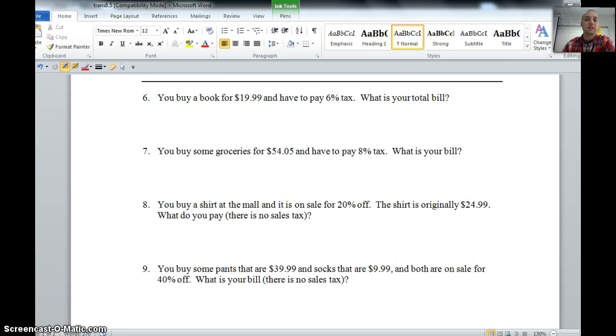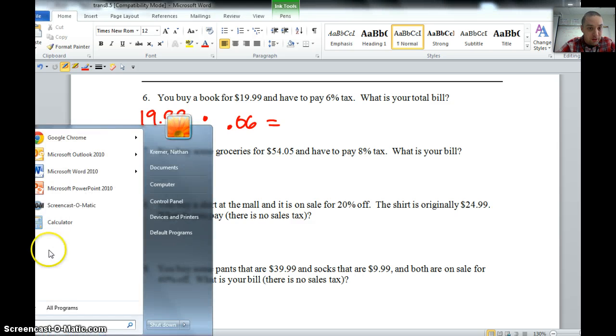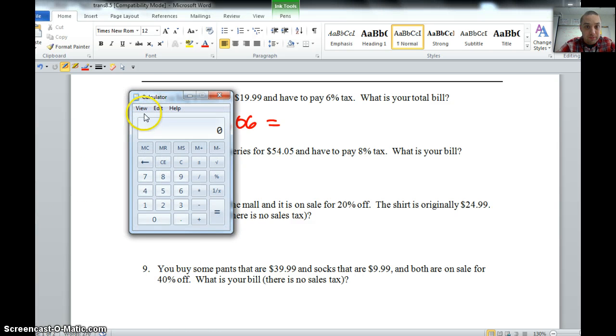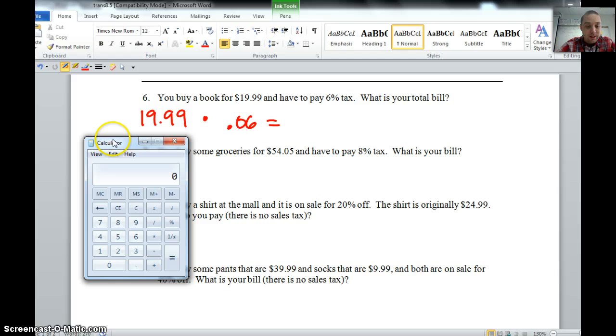You buy a book for $19.99 and have to pay 6% tax. What is your total bill? So we already have a total right there, $19.99. So I'd want you to go $19.99. We're going to multiply that by 6%, so 0.06. Now, again, I want you to see this on the calculator here. So grab my calculator. We're going to go $19.99 times 0.06. Again, this is the toughest part of this whole chapter.